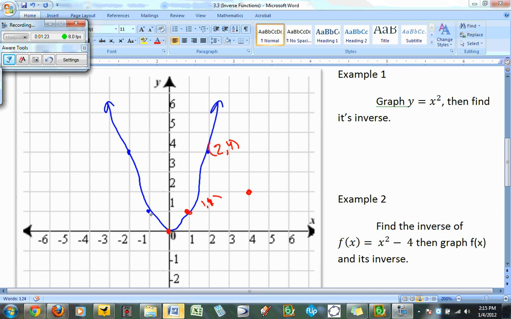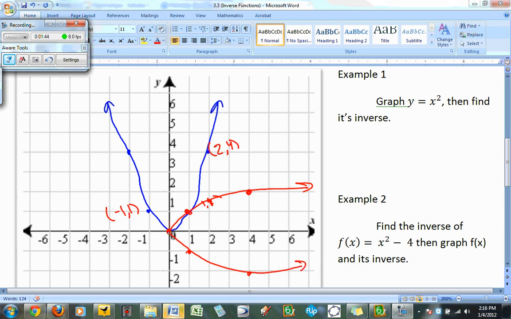Negative 1, 1. If it's the inverse, we just switch the x's and the y's, so we get (1, negative 1). Negative 2, 4: we switch the x's and y's, we get (4, negative 2). So the inverse graph of x squared is a graph like this.